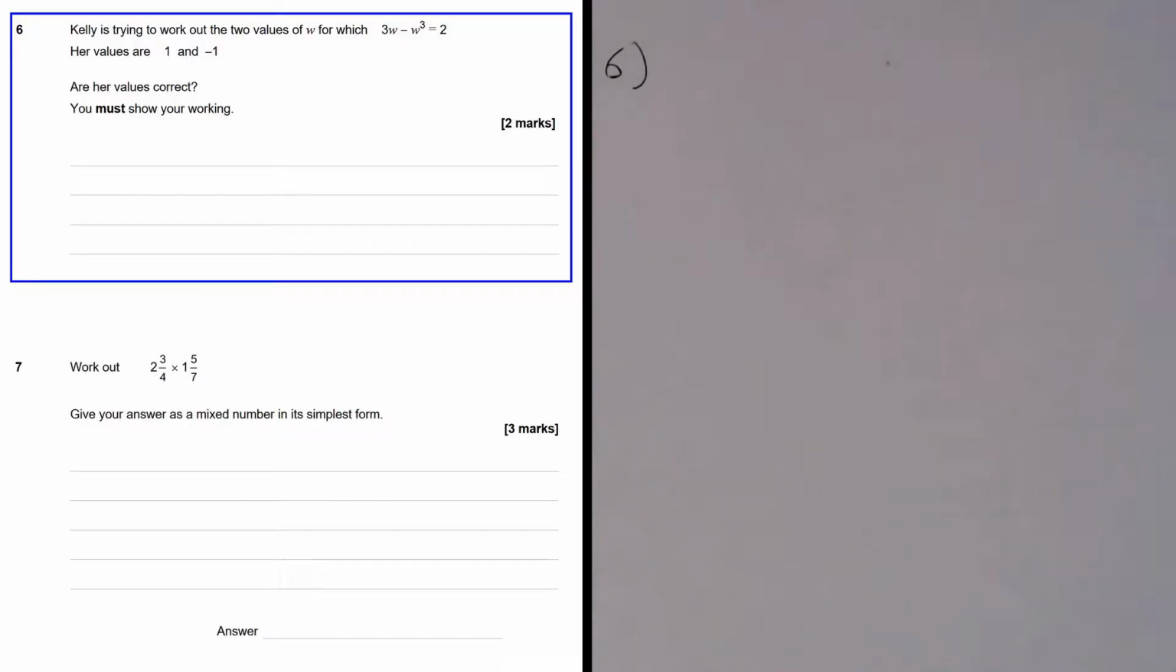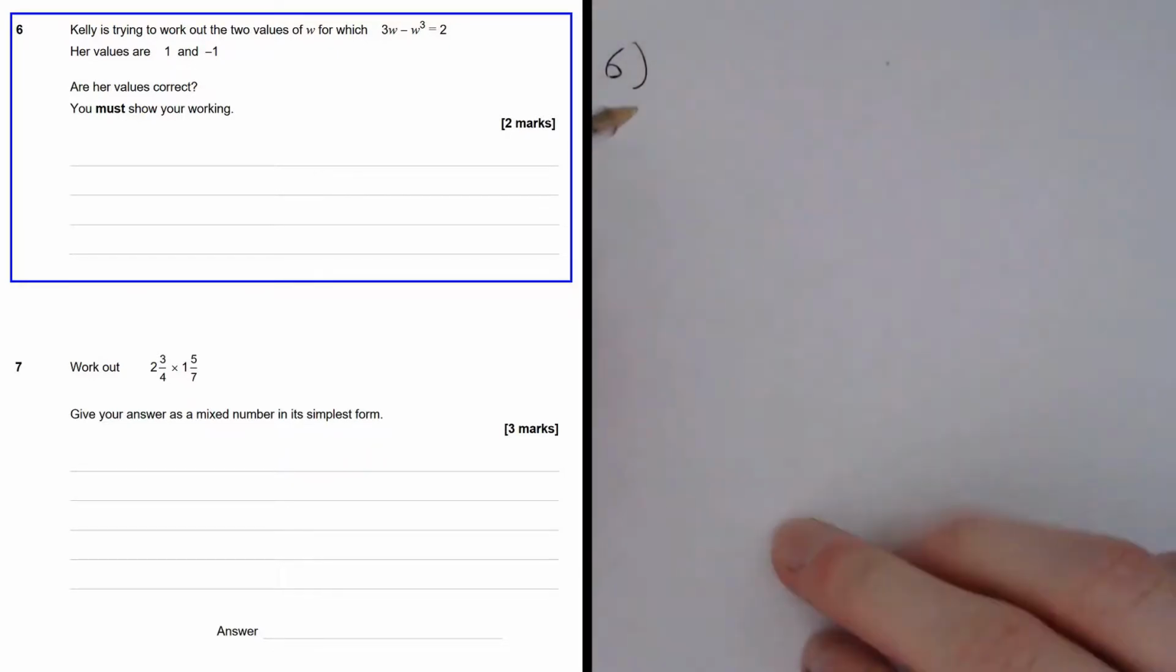Question 6 tells us that Kelly is trying to work out the two values of w for which 3w minus w cubed equals 2. Her values are 1 and minus 1. Are her values correct? We must show our working. In this question I wouldn't worry about trying to solve this equation. All we need to do is to put in her values of w and see whether we get the answer of 2. If that's the case, her answers are correct.